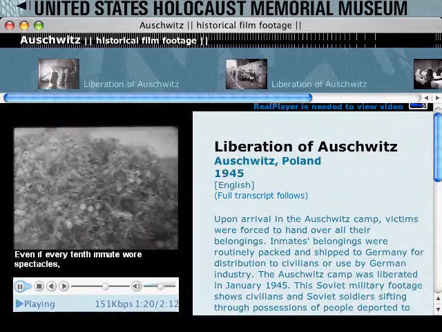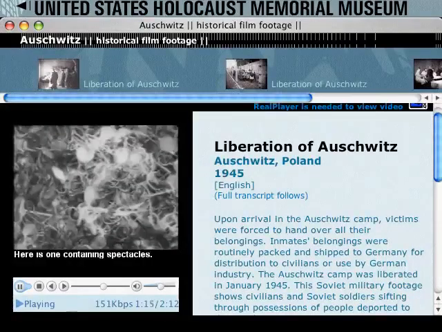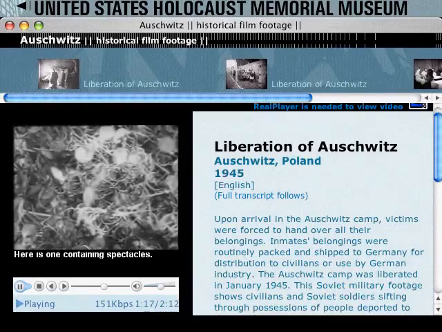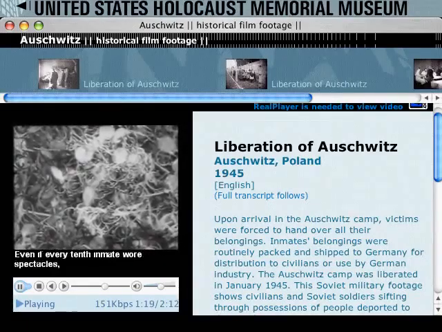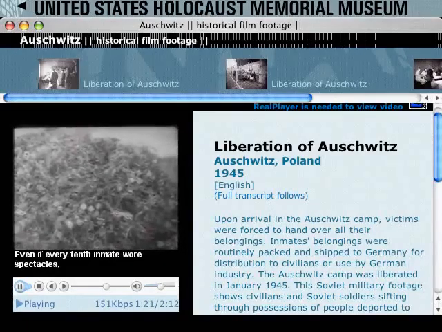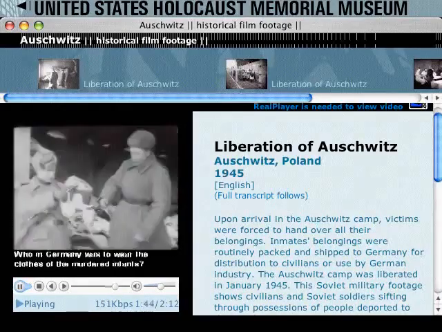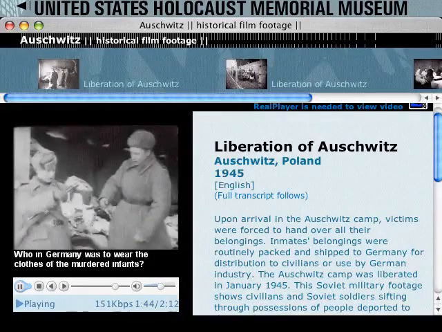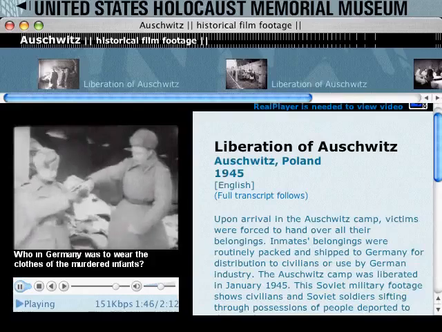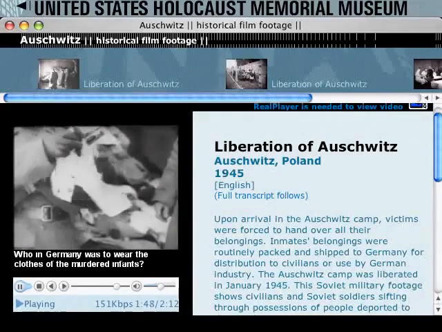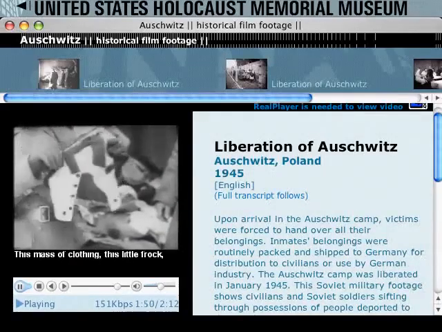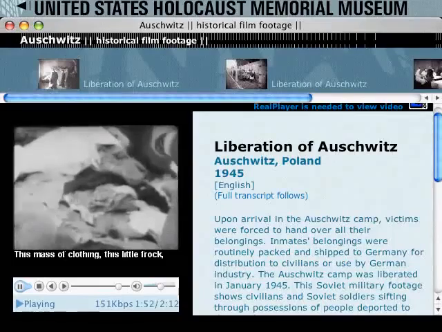The film later shows that the SS left a giant pile of glasses as well. Here is one containing spectacles. Even if every 10th inmate wore spectacles, then how many had to be killed to provide this? And the SS forgot to get rid of the children's clothing. Who in Germany was to wear the clothes of the murdered infants? This mass of clothing, this little frock.